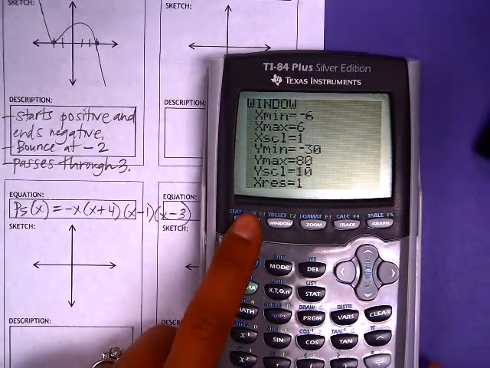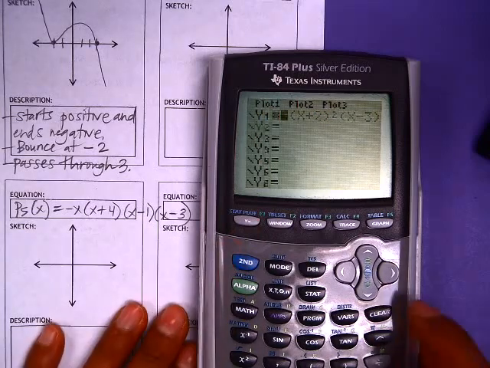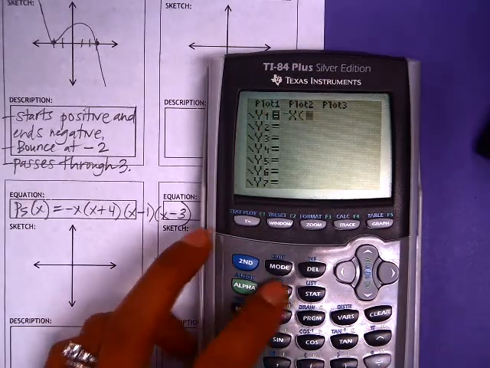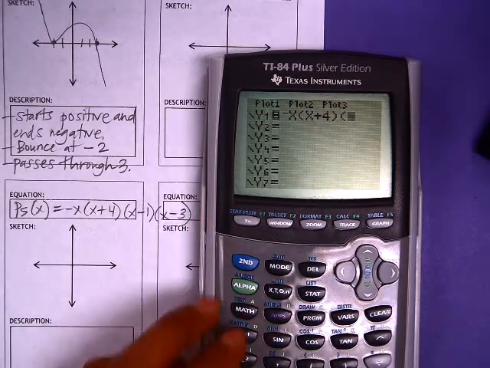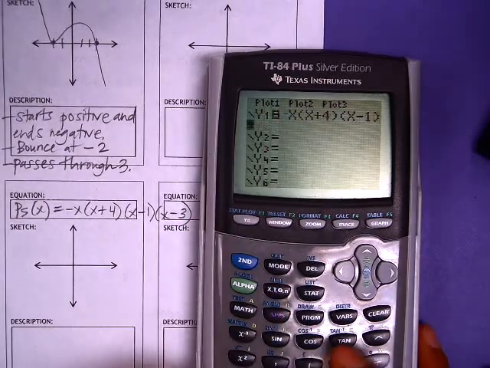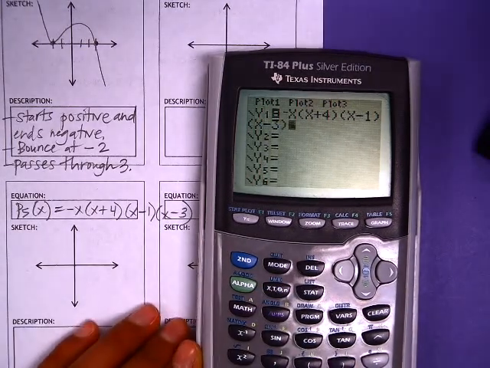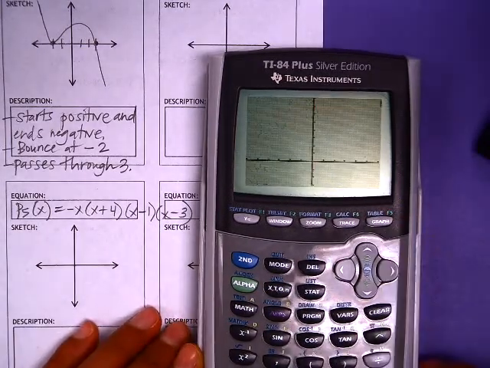And let's enter the function in by pressing the y equals button. So we have negative x times x plus 4 times x minus 1 times x minus 3. And we hit graph.